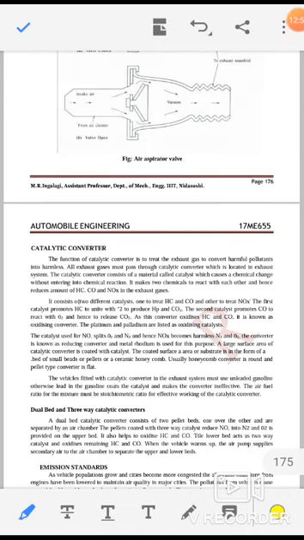The function of the catalytic converter is to treat exhaust gas to convert harmful pollutants into harmless ones, as I told earlier. The harmful pollutants are HC, CO and NOx, the hydrocarbons, carbon monoxide and nitrogen oxide. We can convert these into harmless products by using the catalytic converter. All exhaust gases must pass through the catalytic converter, which is located near the exhaust system, whatever exhaust system is there in the vehicle.